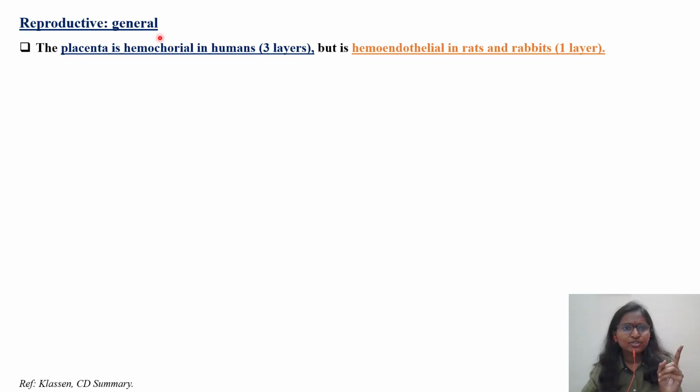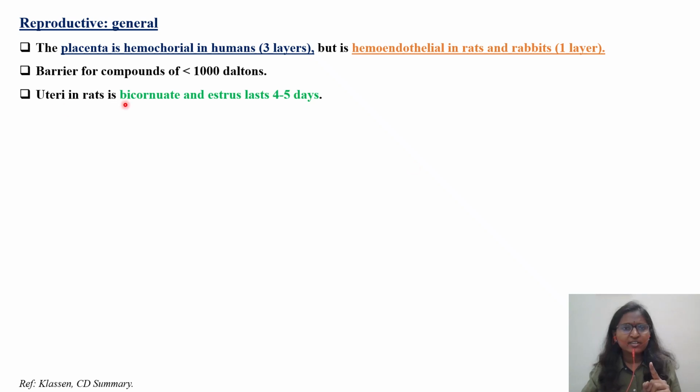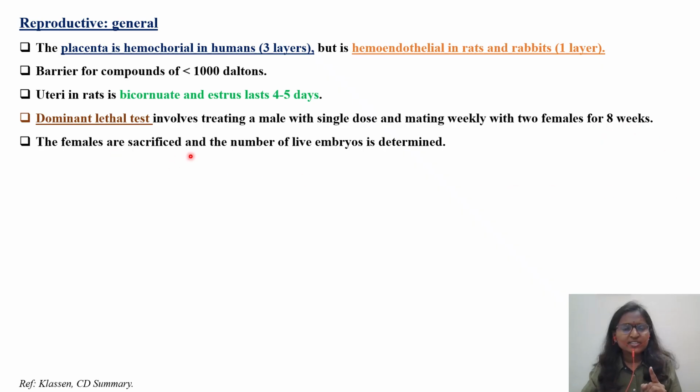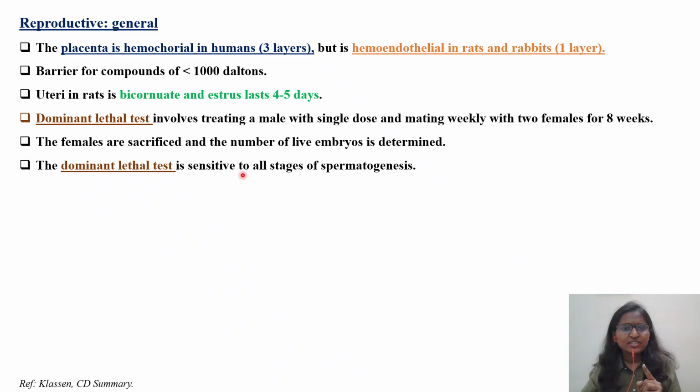We have reproductive general points. The placenta is hemochorial in humans, 3 layers, but is hemoendothelial in rats and rabbits, 1 layer. It is a barrier for compounds of less than 1000 Daltons. The uterus in rats is bicornuate and estrus lasts 4 to 5 days. The dominant lethal test involves treating a male with a single dose and mating weekly with 2 females for 8 weeks. The females are sacrificed and the number of live embryos is determined. The dominant lethal test is sensitive to all stages of spermatogenesis.